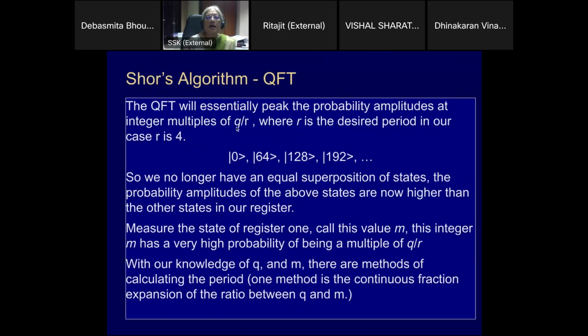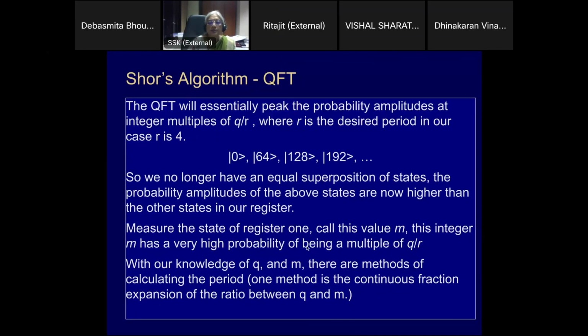Q was 256, R was 4. Now we are trying to find R, but multiples of Q by R, we know Q, we know the multiples of Q by R, and so by measuring we'll get one of these states. Let's call this value M, and it will be a multiple of Q by R. So knowing Q and knowing M, by methods of calculating, let's say for example continued fraction expansion of the ratio, we can find out R, the periodicity.